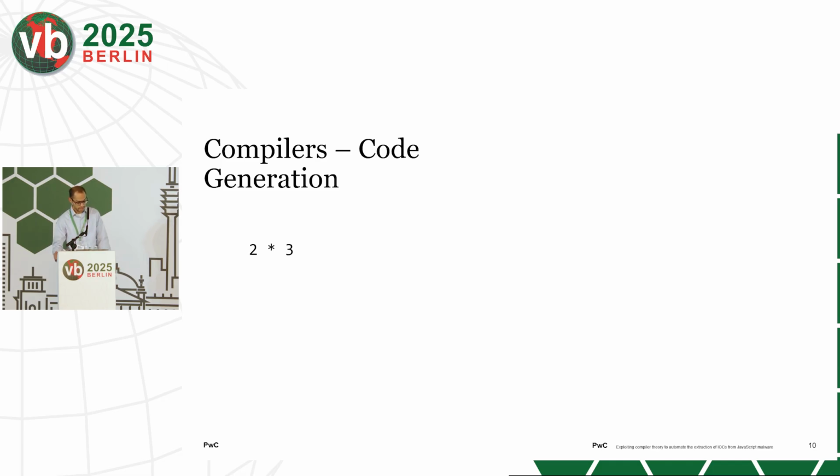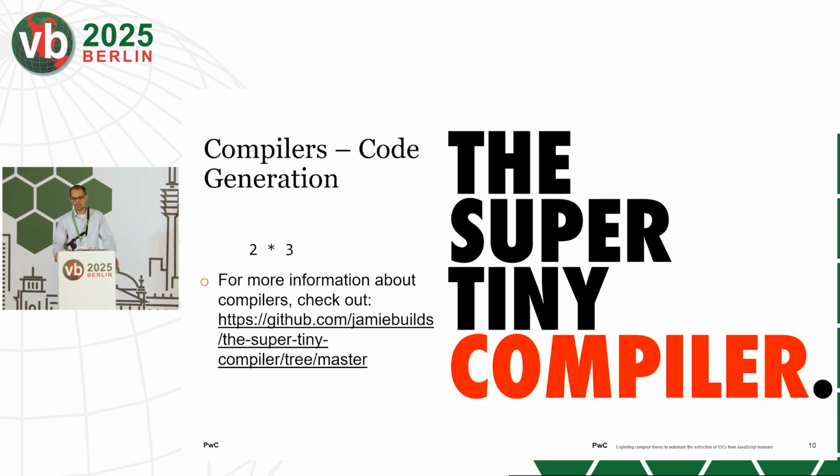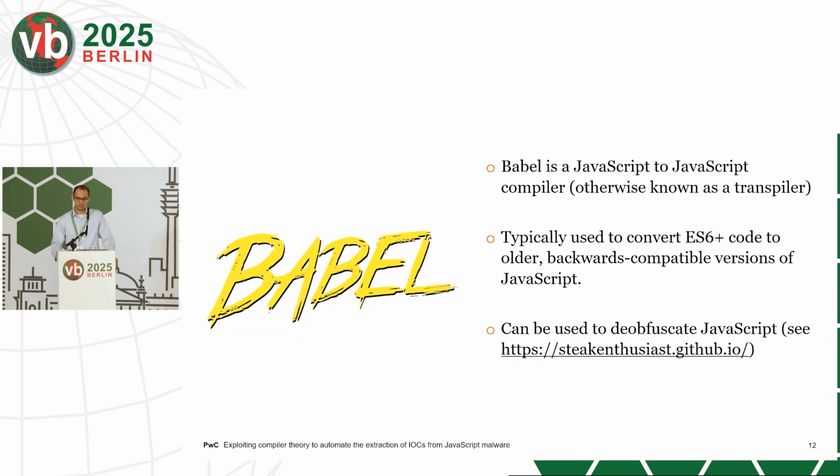Now, just to say that a lot of my knowledge around this comes from an educational compiler known as the Super Tiny Compiler, and I would highly recommend you check it out. So that's compilers. And now that you're all expert compiler developers, let's talk more specifically about the compiler I used, Babel. So Babel is a JavaScript to JavaScript compiler, otherwise known as a transpiler.